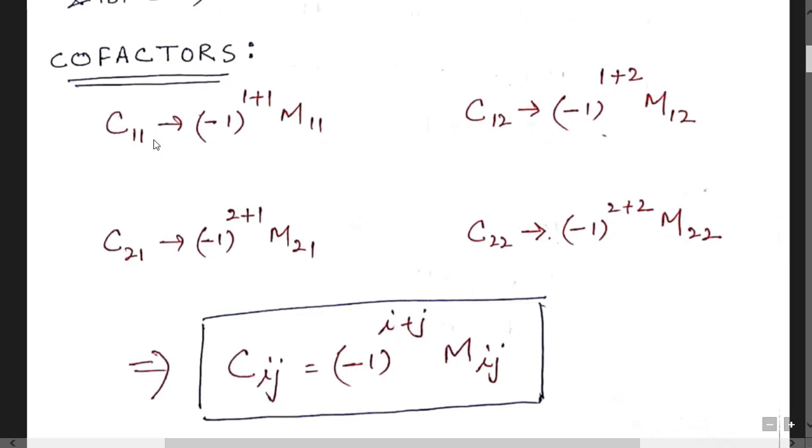If the total of i and j is even, the value of the cofactor is equal to the value of the minor, because the sign becomes positive. If the total of i and j is odd, what is the meaning of this? It means the cofactor of the corresponding value is the negative of the minor of that corresponding value.